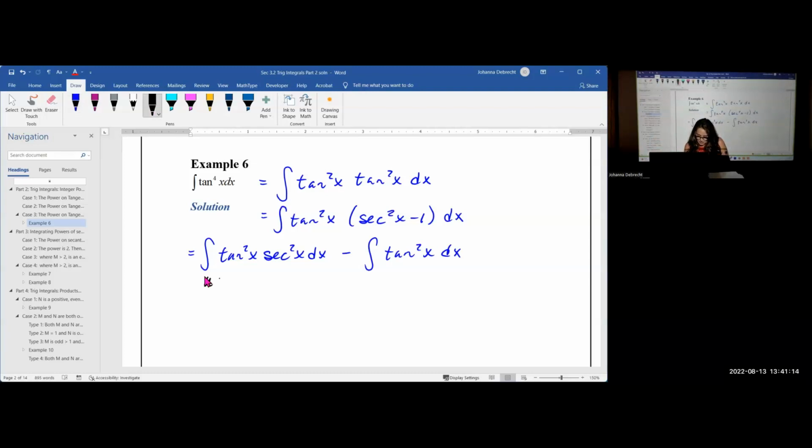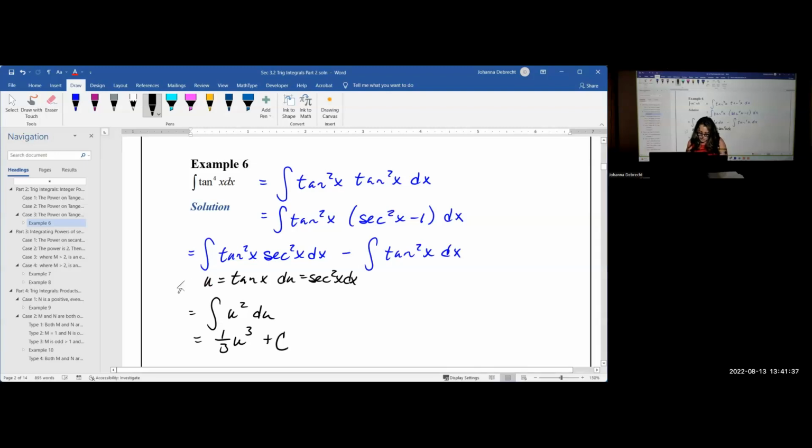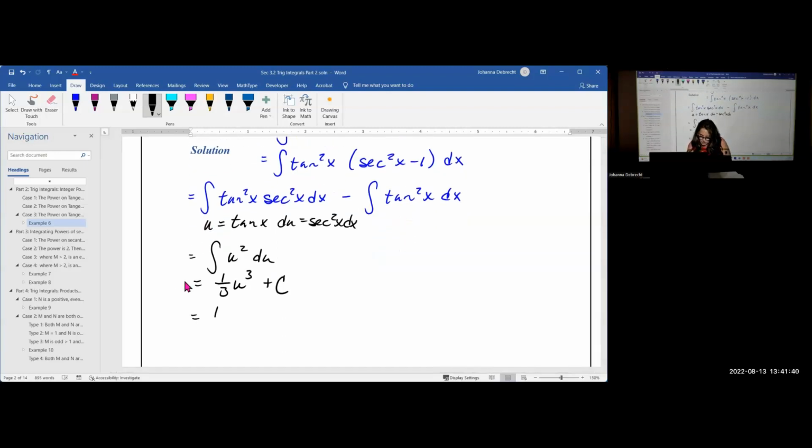So this tells me I've got u equal to tangent of x, and du is secant squared of x dx, which I have in the integrand. So this just becomes the integral of u squared du, which becomes 1/3 u cubed plus a constant, which I can then rewrite as 1/3 tangent cubed of x plus my constant. Now I'm going to get a constant from the other one and I'll roll them together. A constant plus a constant is still a constant. Okay, so this takes care of the first one.